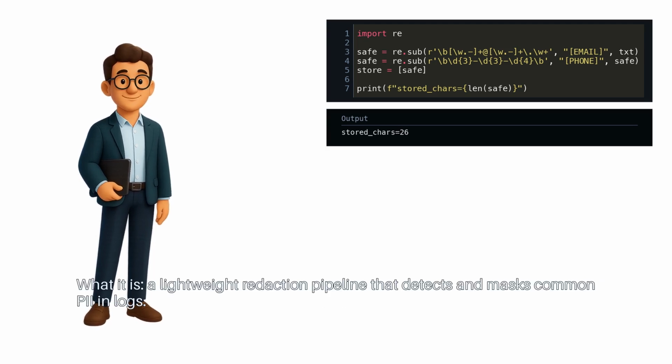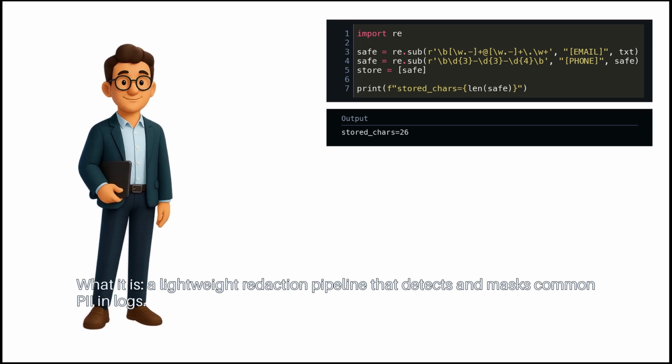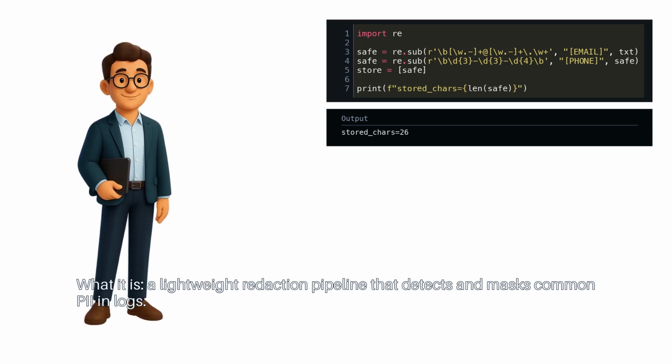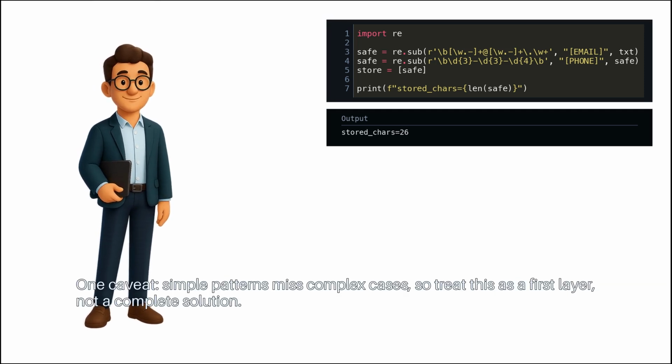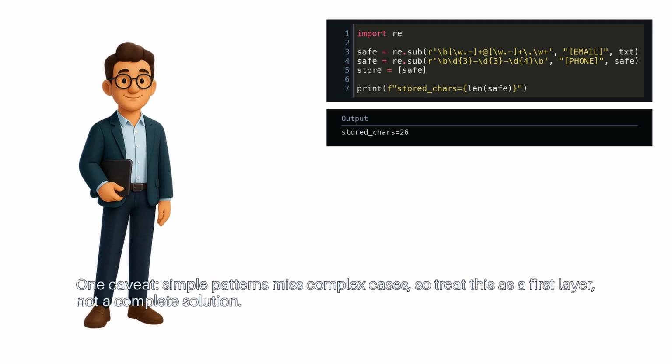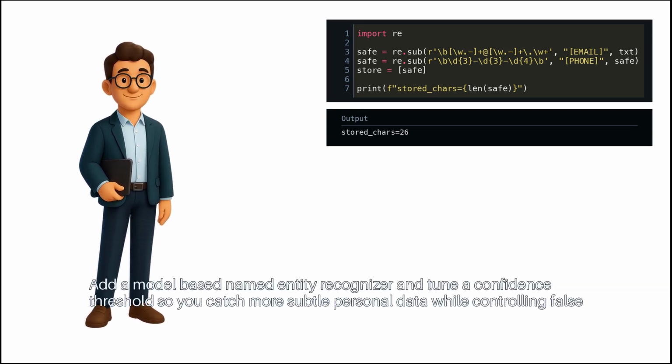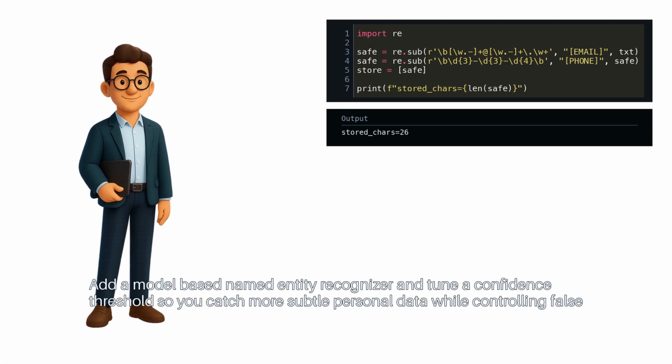Recap: it is a lightweight redaction pipeline that detects and masks common PII in logs. When to use it? Anywhere models or user inputs are logged and you need safe observability. One caveat: simple patterns miss complex cases, so treat this as a first layer, not a complete solution. Next step: add a model-based named entity recognizer and tune a confidence threshold so you catch more subtle personal data while controlling false positives.